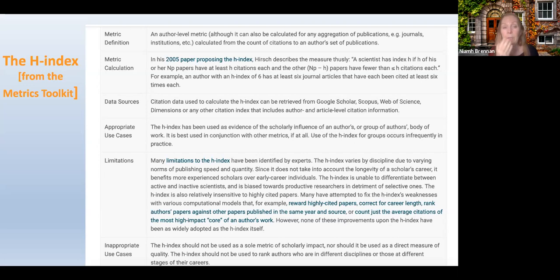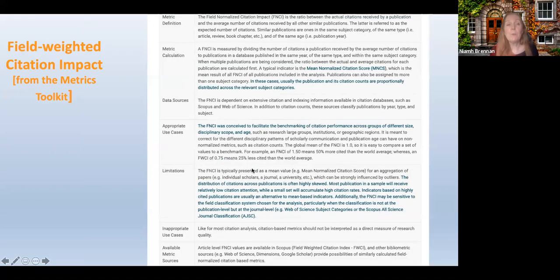So for example, it gives you appropriate uses, like evidence of the scholarly influence of an author or a group of authors' body of work, best used in conjunction with other metrics. It says it should not be used as a sole metric of scholarly impact or as a direct measure of quality, right? Or used across different disciplines. So this is why the metrics toolkit is a really excellent guide to help you to choose your metrics and to define them. Here's another example from the metrics toolkit on field weighted citation impact.